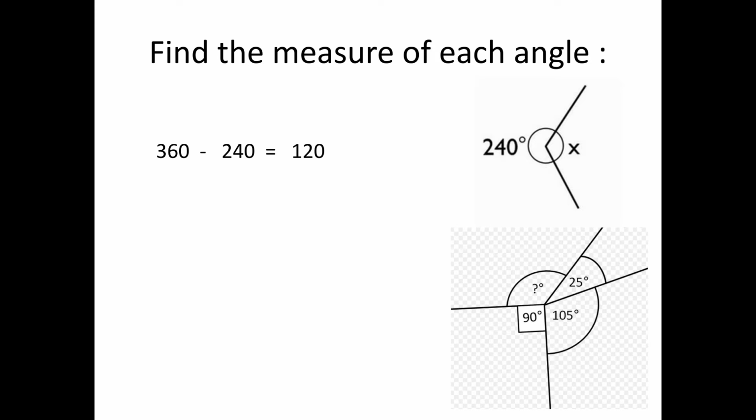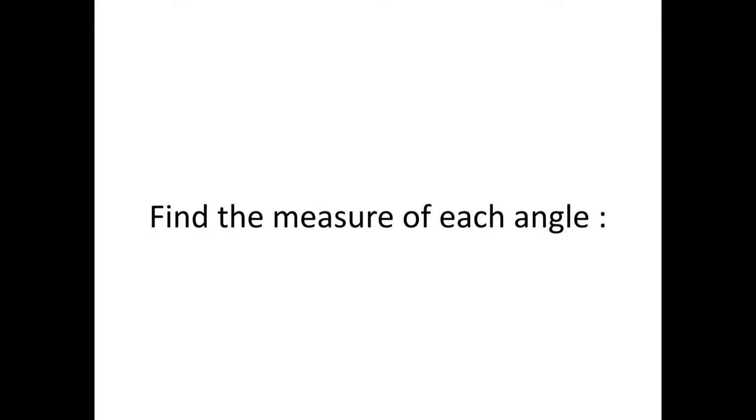Another example. How to get the missing angle here? I have so many angles, as you know. Add all of what you have, then subtract from the total. So I have to add the 25 and the 105, the 90. Then I will subtract what I got from 360. It will give you 140. So the missing angle is equal to 140.